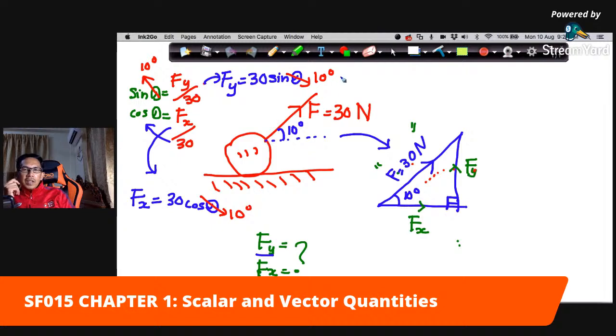So cuba kamu kira, kalkulator sekejap. Fy is equal to 30 sin 10. Berapa? Cuba kira kalkulator. Berapa nilai dia? Saya tak ada kalkulator sini ya. Cuba kamu kira yang ada kalkulator tu. So here is 30 cos 10. Okay, kira berapa? Cuba seorang kira. Atau tulis dia punya nilai tu dekat tu.